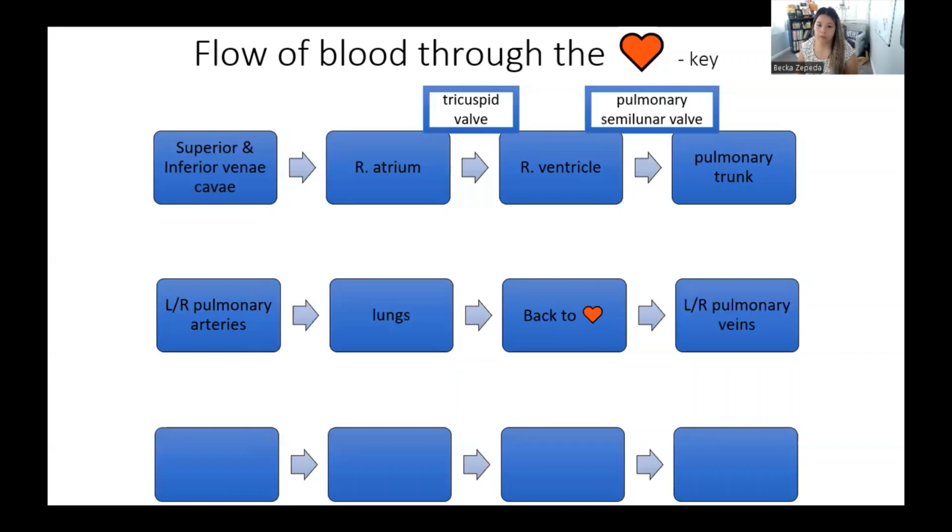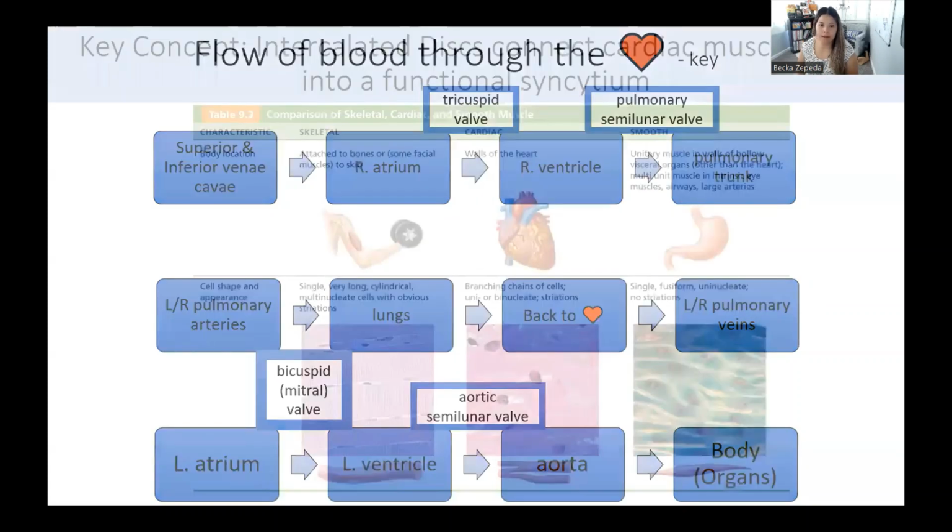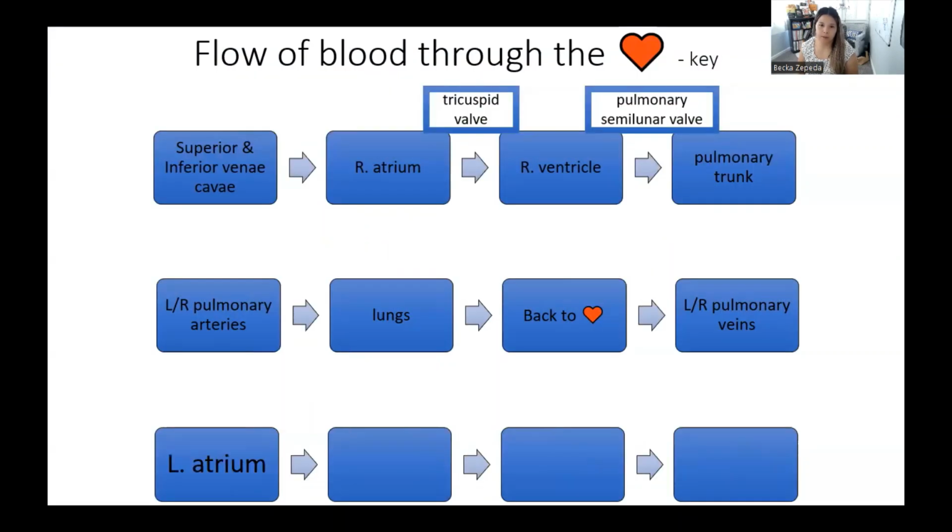And it's going to go through the pulmonary veins, left and right, to enter the left atrium, past the bicuspid valve. Remember, you try before you buy. And you can also call it the mitral valve, whatever your preference, down to the left ventricle. And the left ventricle is going to pump that blood past the aortic semilunar valve, through the aorta, and then to the body. Which means all of the organs, we're going to supply all of the organs with oxygenated blood so that we can give them oxygen. And that's it.